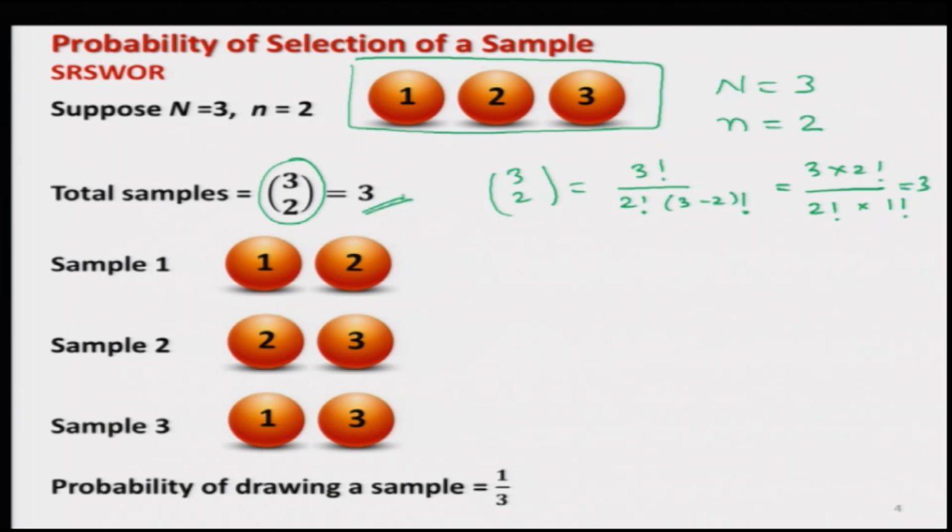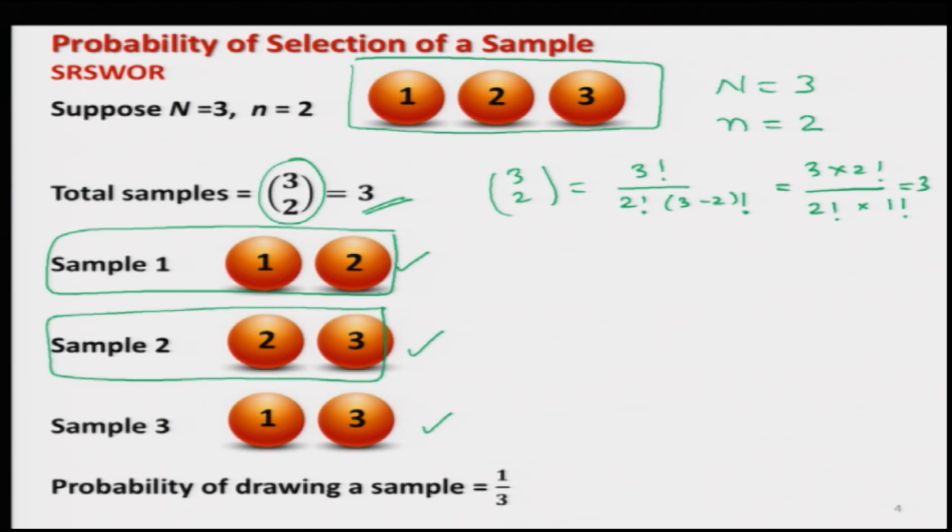Now, what are those samples? There are 3 possibilities. I can choose ball number 1 and 2, I can choose ball number 2 and 3, and I can choose ball number 1 and 3. So this will constitute one sample, this is another sample of balls 2 and 3, and this is another sample of balls 1 and 3.